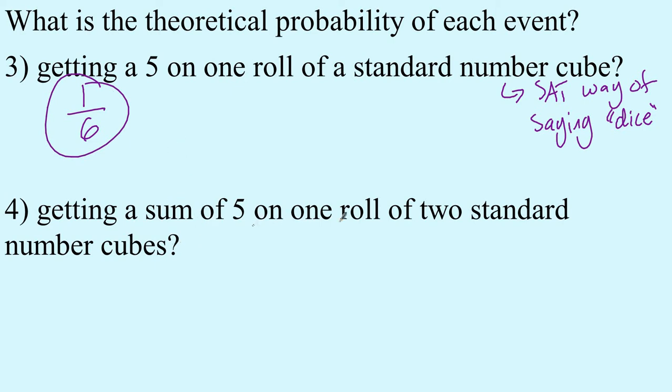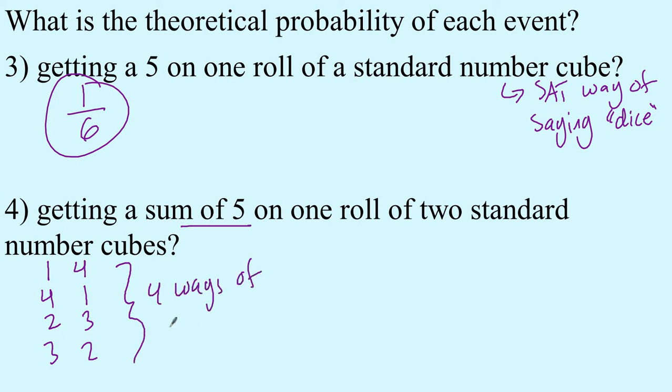Getting a sum of 5 on one roll of 2 standard number cubes. Oh, now this is different. Now we've got 2 dice. Well, I want to roll and get a sum of 5. So that means I could roll a 1 and a 4, or a 4 and a 1, right? This is my first dice, this is my second dice. Then I could get a 2 and a 3, and a 3 and a 2. So there are 4 ways of getting 5.